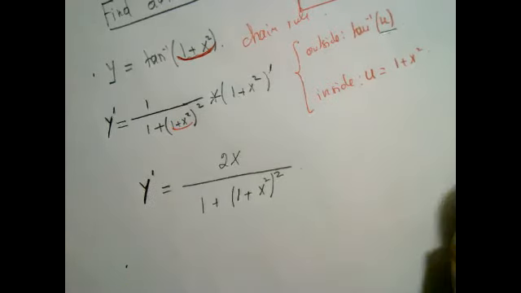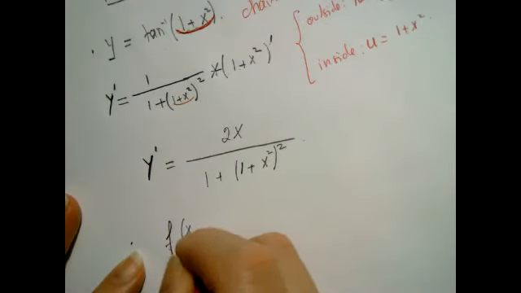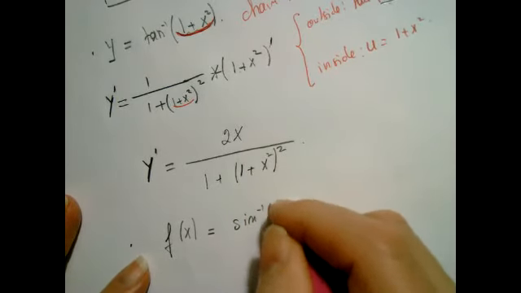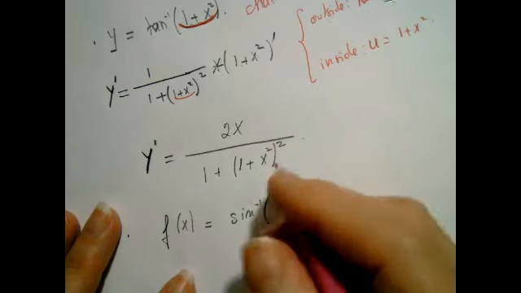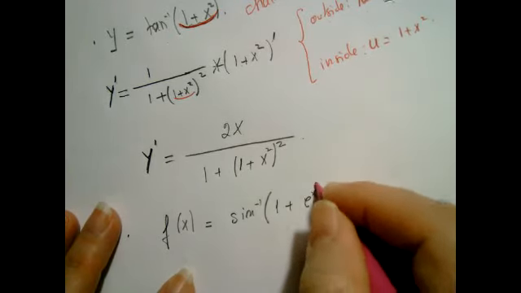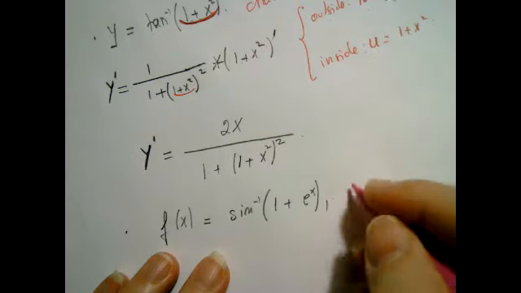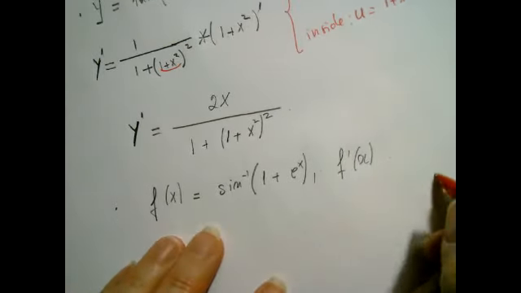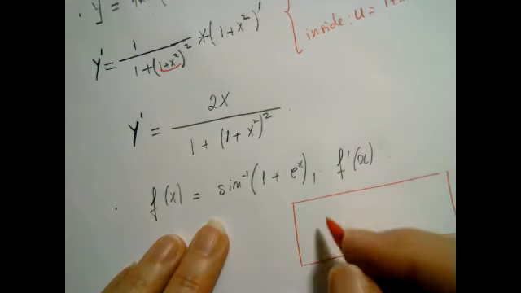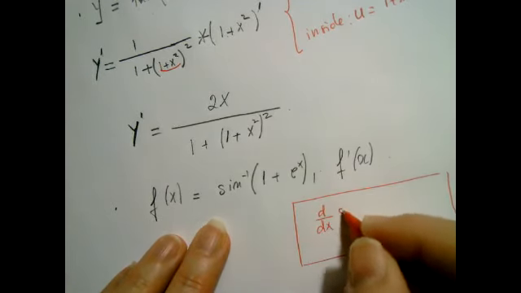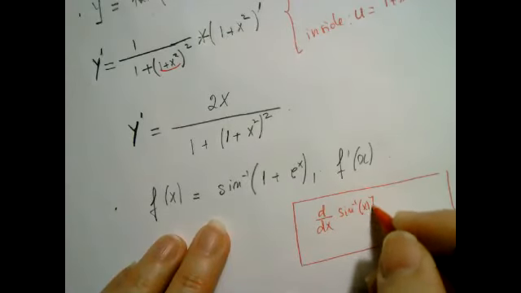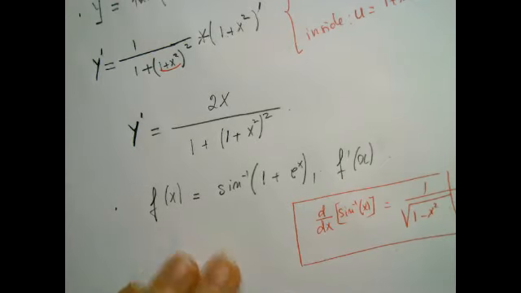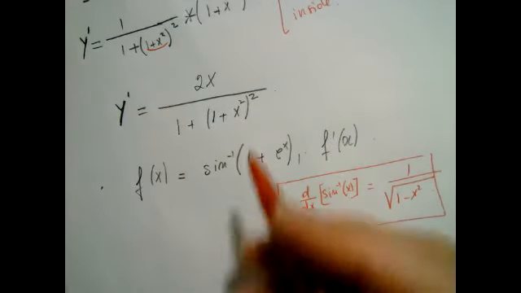So let f of x equal, let's practice the sine inverse a little bit, sine inverse of 1 plus e to the x. And the question is find f prime of x. Okay, all right. Since there is a sine inverse, I'm going to remind you the derivative of sine inverse. The derivative of sine inverse is 1 over the square root of 1 minus x squared.